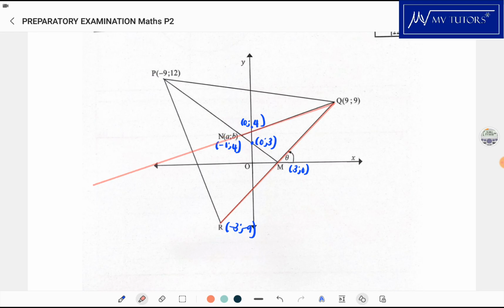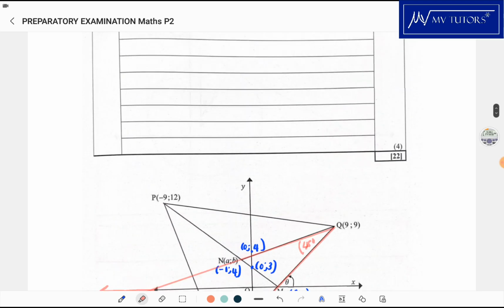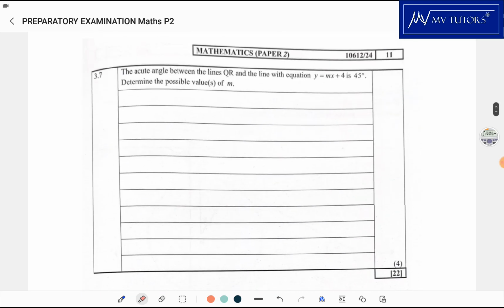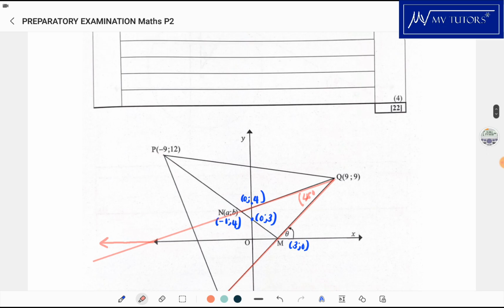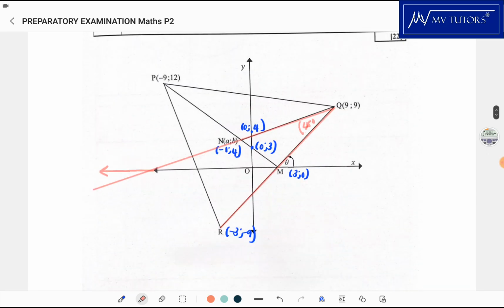Okay, what do we know? Yeah, it has that positive gradient, and this is 45 degrees. All right, and since it has that positive gradient, what else am I missing? Yeah, let's see how we would work it out. We're looking for m, right? We're looking for the gradient of this line. So how are we going to get the gradient of this line?